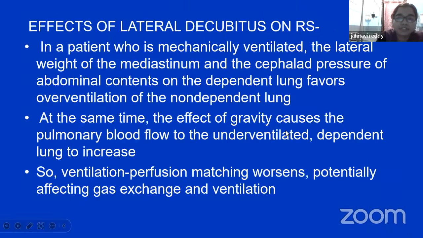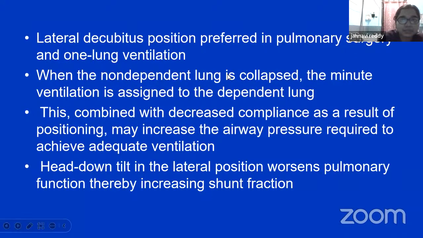At the same time, the effect of gravity causes pulmonary blood flow to the underventilated dependent lung to increase. So ventilation perfusion mismatch worsens, potentially affecting gaseous exchange and ventilation. Lateral decubitus position is preferred in pulmonary surgery and one lung ventilation. When the non-dependent lung is collapsed, the minute ventilation is assigned to the dependent lung. This, combined with decreased compliance in the position, will increase the airway pressure required to achieve minute ventilation. The minute ventilation is the multiplication of respiratory rate and tidal volume. It should be adequate according to the weight of the patient.